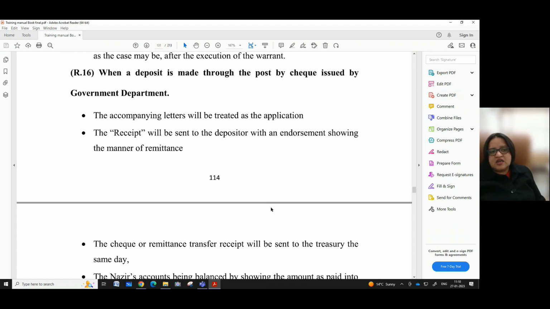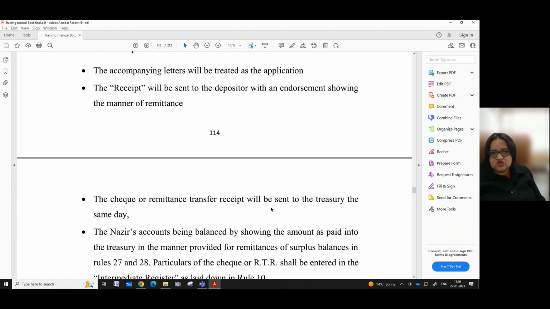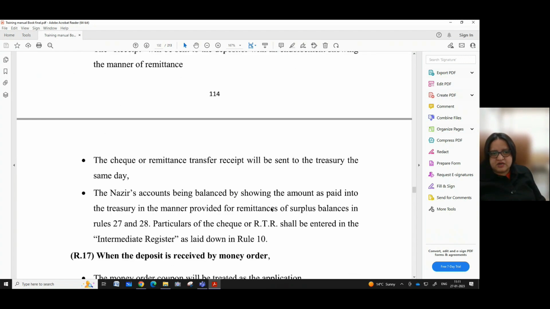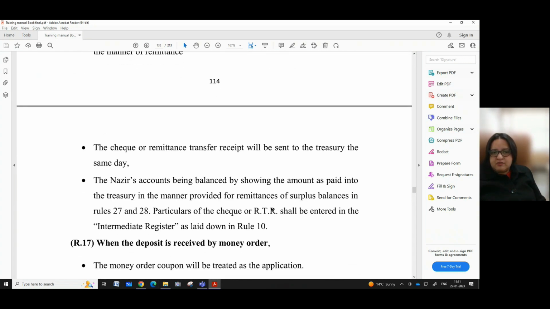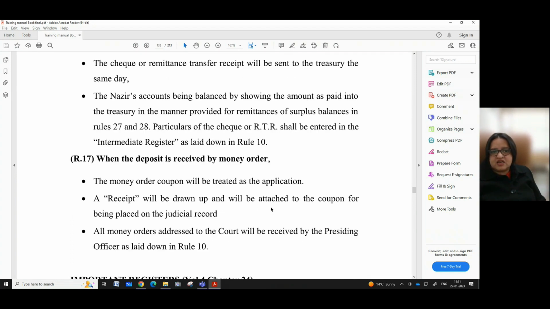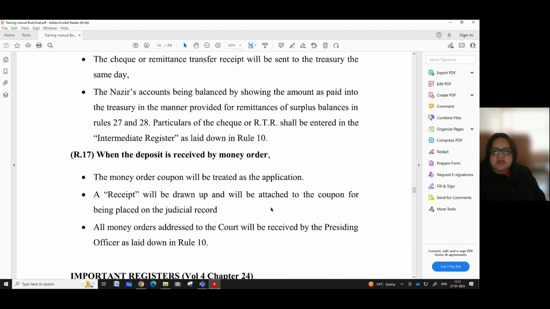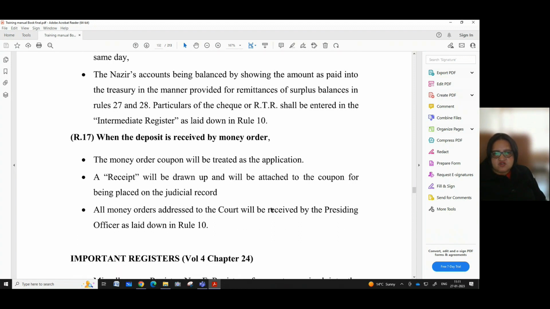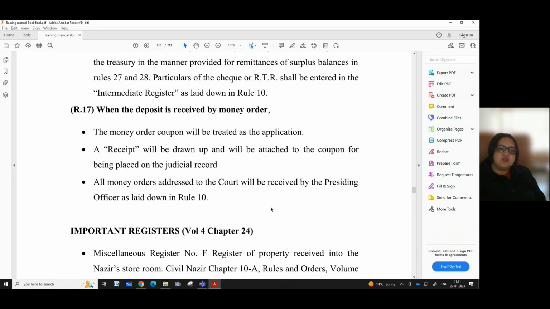the accompanying letters will be treated as the application. The receipt will be sent to the depositor with an endorsement showing the manner of remittance. The check or remittance transfer receipt will be sent to the treasury the same day. The Nazir's account is balanced by showing the amount as paid into the treasury in the manner provided for remittances of surplus balances in Rules 27 and 28. Particulars of the check or RTR shall be entered in the intermediate register as laid down in Rule 10.